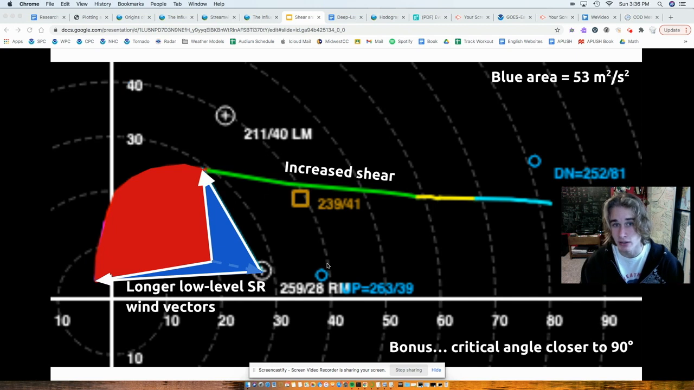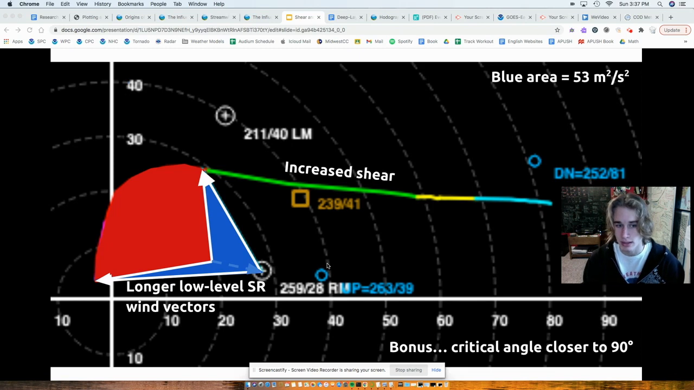And because that area grew, our SRH increased, storm relative helicity, which is a measure of streamwise vorticity. And as we've already seen, streamwise vorticity is extremely important for low-level mesocyclones and tornadogenesis. So this increase in low-level streamwise vorticity is really important.